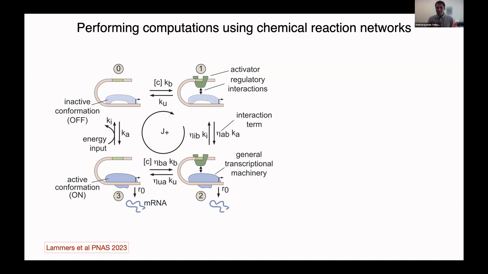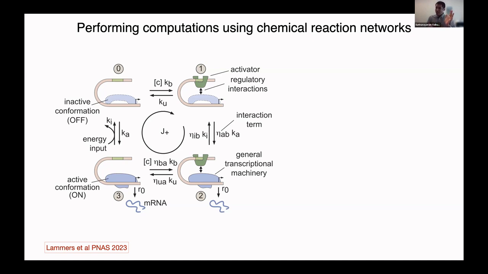This basic process has been decorated with a bunch of rates: binding rates, unbinding rates, and so on. I ask you to focus your attention on two particular things: the concentration C that you see on the screen, and also this interaction term eta AB.